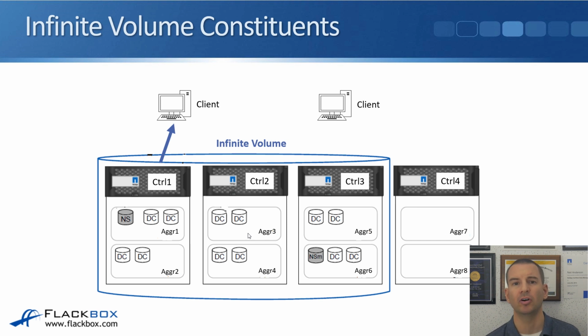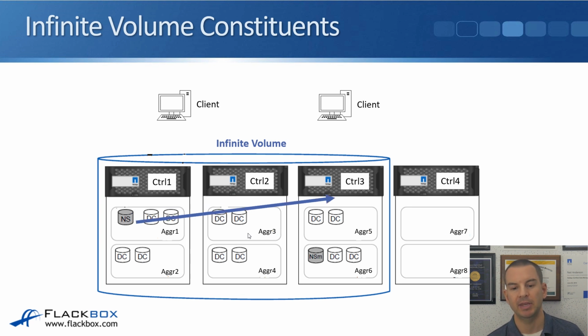Now, while this is going on, you're not going to just have one client using that infinite volume. You're going to have multiple connections happening at the same time. So while that was going on, another client shown over on the right sends in a read request as well. That got load balanced over the network to controller 3 in our example. Controller 3 queries the namespace constituent on controller 1 for where the file is located.